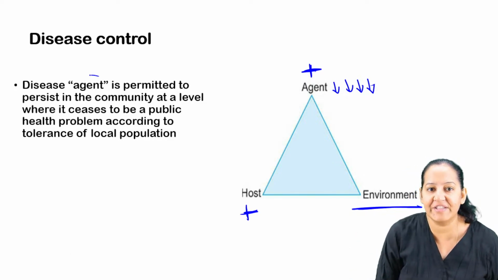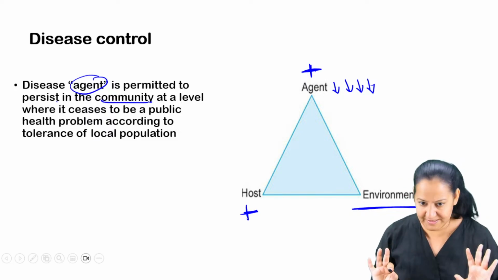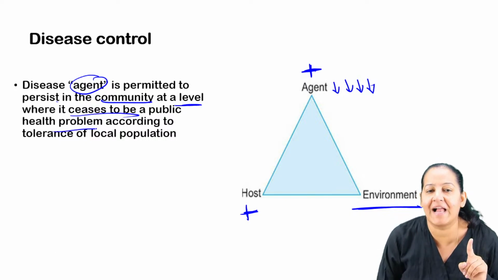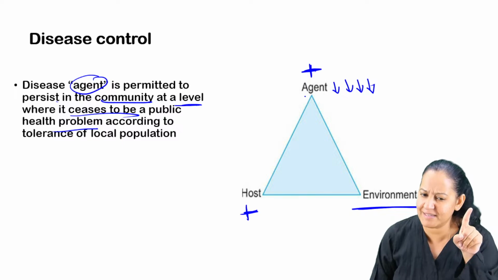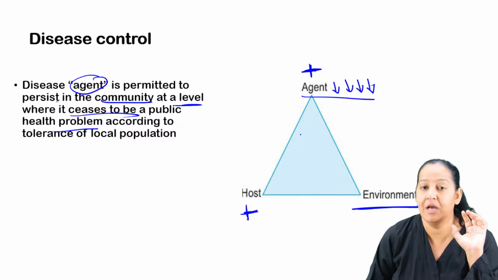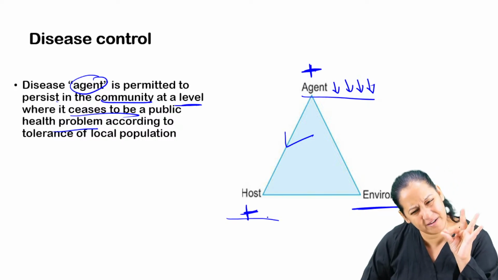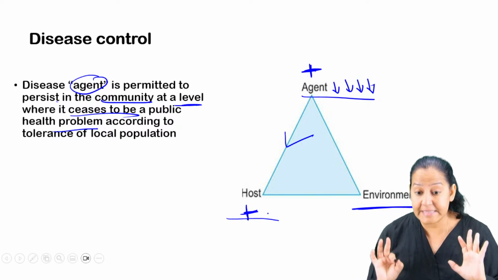So here the agent is permitted to persist in the environment. Agent is present in the environment, but at a level where it ceases to be a public health problem. So it is present in the environment, but in a very low concentration. So it is entering the human, causing the disease in the man, but not a public health problem. So I will say the disease is under control.